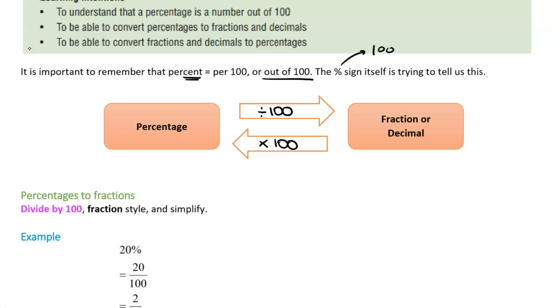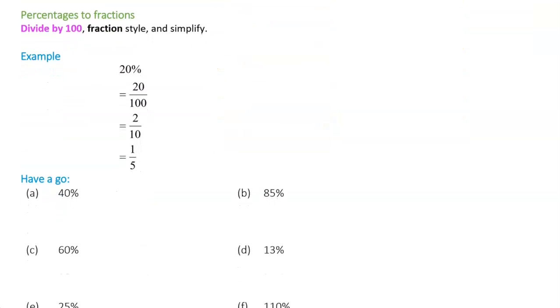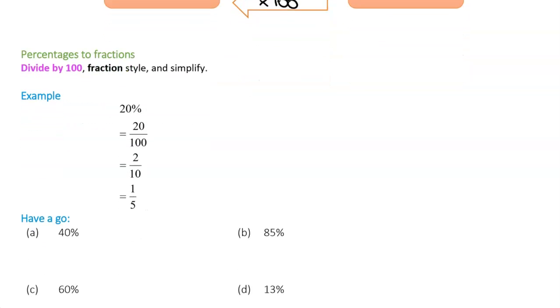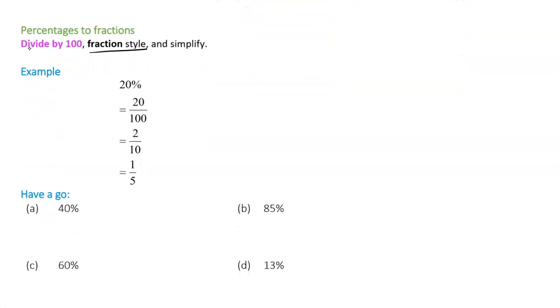Now you might think, oh, okay, well, I'm doing the same thing for a fraction or decimal. So if I'm going from a percentage to a fraction or a decimal, I'm dividing by 100. Okay, but they're two different things. We're going to be thinking about dividing by 100 fraction style or decimal style. So I'll show you what that means. Let's focus on percentages to fractions first. So we said again, going from a percentage to a fraction or a decimal, we're going to divide by 100. And I said we're going to do that fraction style.